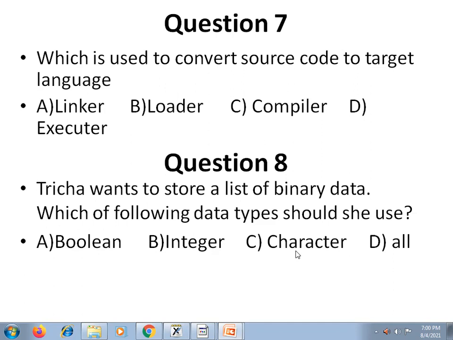L Sahu said Boolean. Gautami, option A. Abhinash also A. Shashikant also gave option A. Okay, right. Option A is correct because binary data means you want to store true false values. So then the better option is going for a Boolean data type.